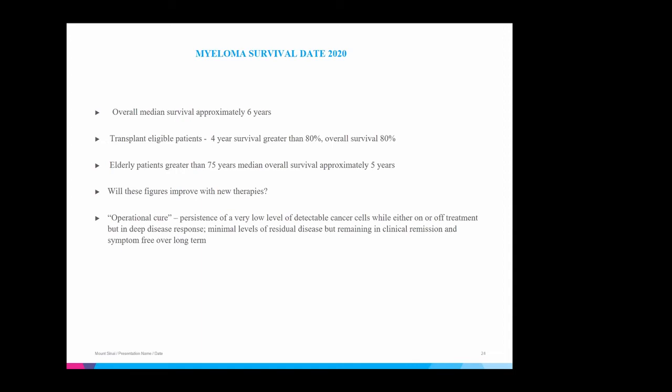So the overall median survival of myeloma patients in 2020 was estimated as 6 years. The transplant eligible patients do best. They have an overall survival of 80%, and elderly patients greater than 75 years of age have a median overall survival that's lower, approximately 5 years, and there certainly are deaths due to comorbidities in these patients. Whether these figures will improve with new therapies is hoped for, of course.